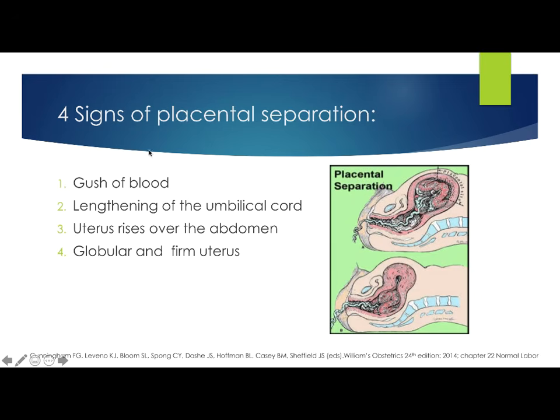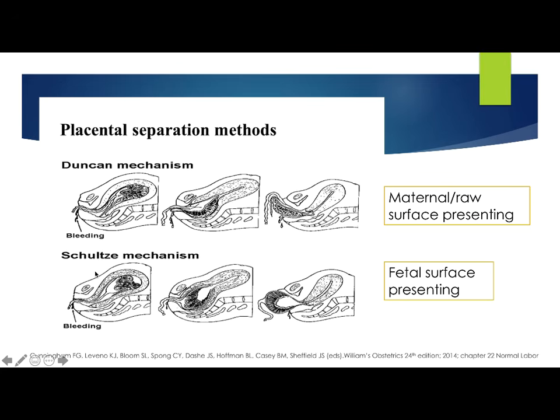Here are the 4 signs of placental separation: gush of blood, lengthening of the umbilical cord, the uterus rises over the abdomen, and the uterus becomes more globular and firm. And there are 2 types of placental separation methods. The Duncan mechanism is when the maternal or the raw surface is presenting at the birth canal, and the Schultze mechanism is when the fetal surface of the placenta is presenting at the vaginal canal.